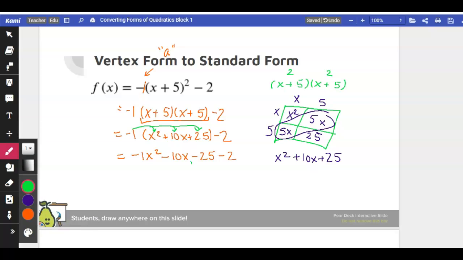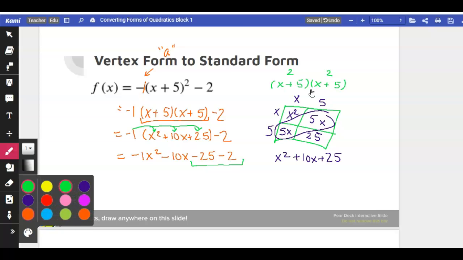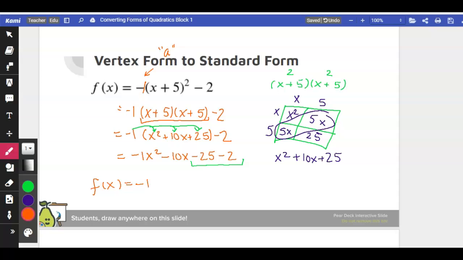Final step is to add together any of those like terms. So I've got -1x squared minus 10x minus 27. And there is my equation multiplied out from vertex form to standard form. And again, you can put it into Desmos and see if they match up. And that's how you'll check your answer.